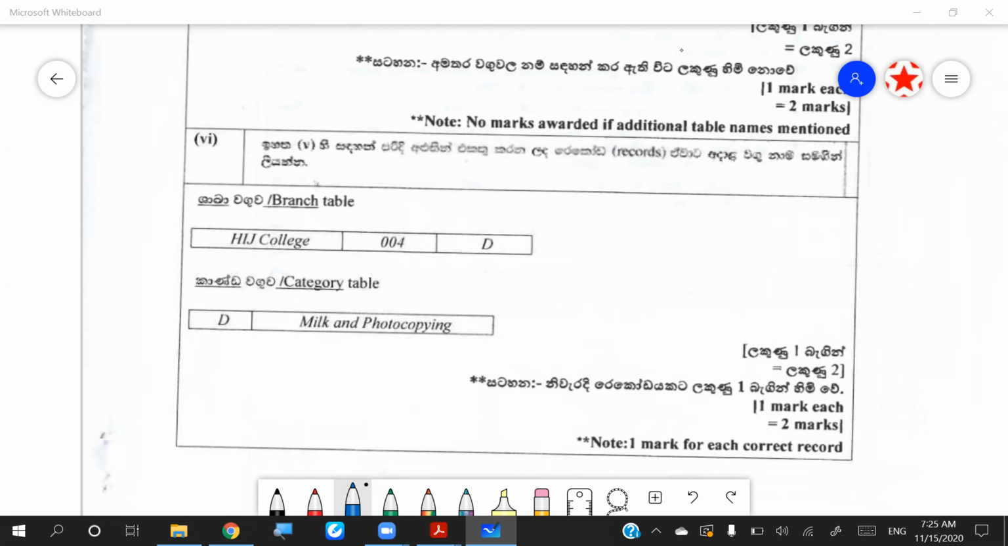Vihasna, you have done it, right? Okay, let's go for the 6th one, right? Okay.